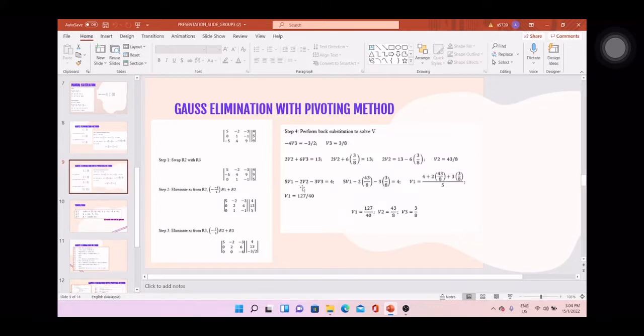5V1 minus 2V2 minus 3V3 equal to 4. 5V1 minus 2 multiplied by 43 over 8, negative 3 times 3 over 8 equal to 4. V1 equal to 4 plus 2 multiply 43 over 8 plus 3 multiply 3 over 8, divide by 5. So we get V1 equal to 127 over 40. V2 equal to 43 over 8. V3 equal to 3 over 8. Same with Gauss elimination method. That's all from me. Thank you.